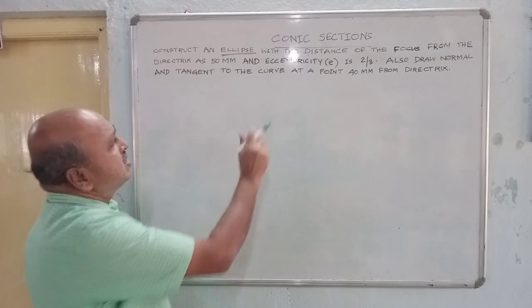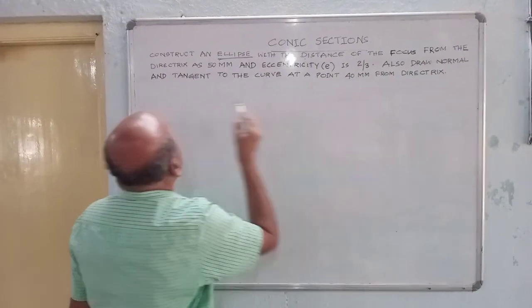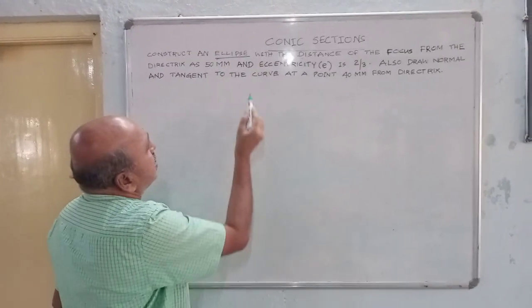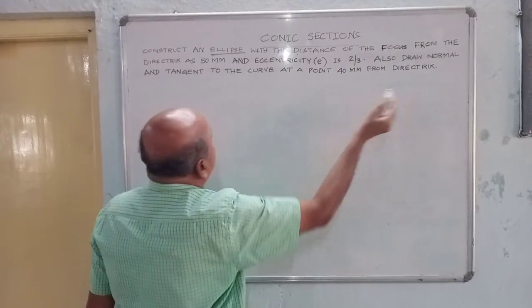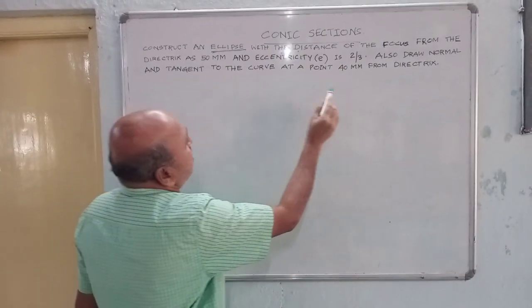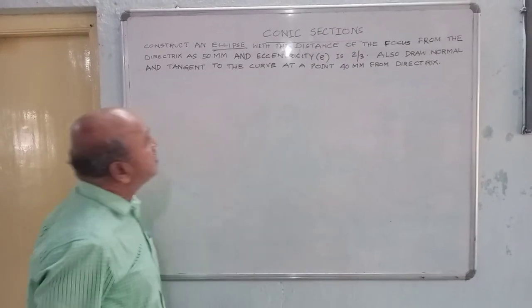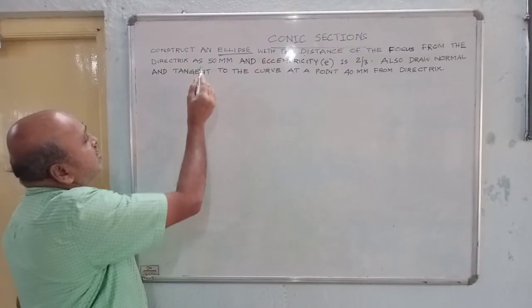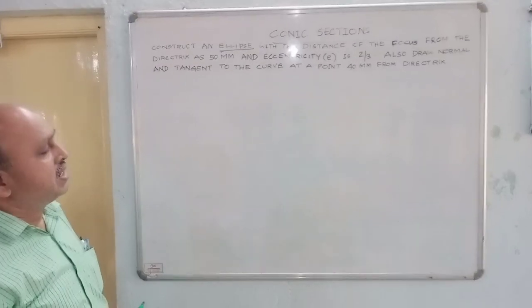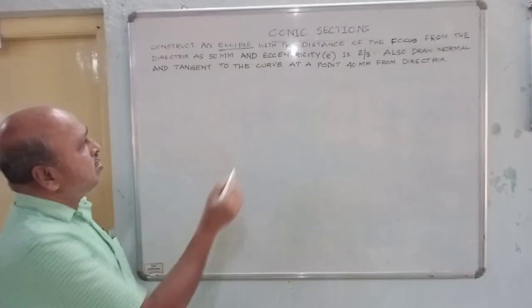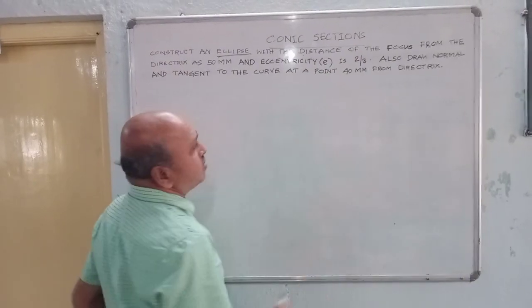Here the question reads like this: construct an ellipse with the distance of the focus from the directrix as 50 mm and eccentricity E is 2/3, and also draw normal and tangent to the curve at a point 40 mm from the directrix. So here clearly we are mentioning this, it is ellipse, one of the conic sections like parabola, hyperbola, it is ellipse, and moreover he has given E value is equal to 2/3.